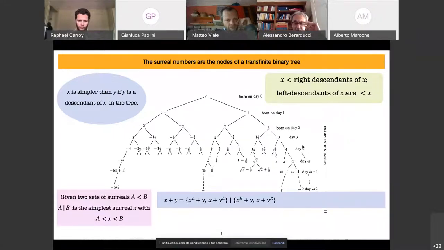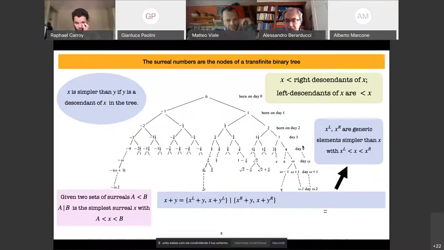Addition X plus Y is something between the so-called left options and the right options. What are the left options? They are defined here. XL is just a generic element, simpler than X and less than X. And XR is a generic element, bigger than X and simpler than X. So in some sense, you have inductively already defined the options of X and needed to define X plus Y, and you define X plus Y as the simplest element between the correct options. So the addition is the simplest function which is strictly increasing in both arguments.